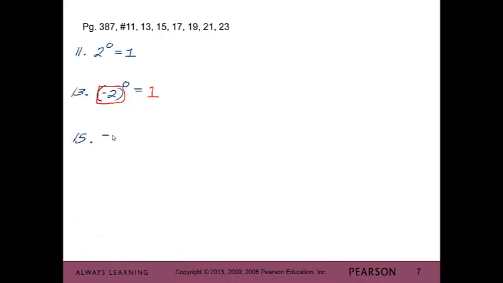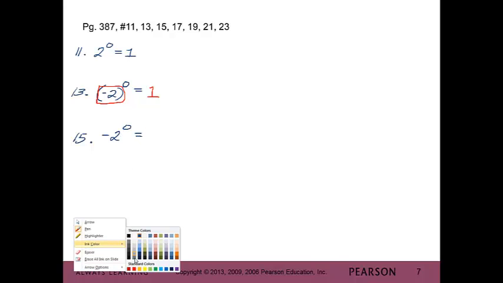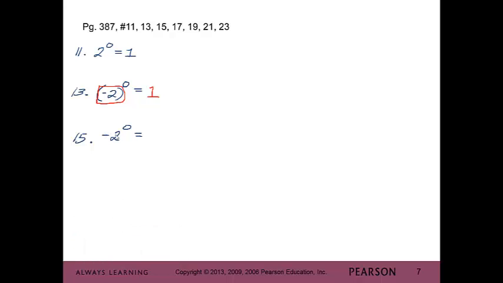Number 15, it says negative 2 to the 0th power. Well, this time we have to be careful because it's not the negative 2 being raised to the 0th power, but only the 2. Look at the difference between number 13 and number 15. 13 had parentheses around everything, therefore I got a 1. In 15, the negative is not inside my parentheses, therefore only the 2 is raised to the 0th power. So 2 to the 0th power gives us positive 1, but the negative is still out front, so the answer is negative 1.